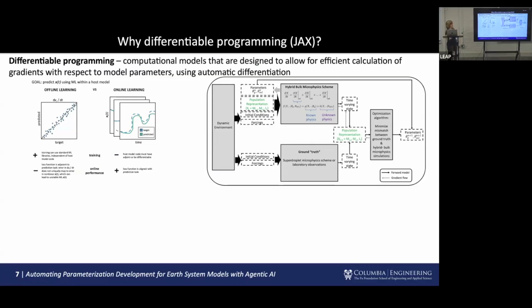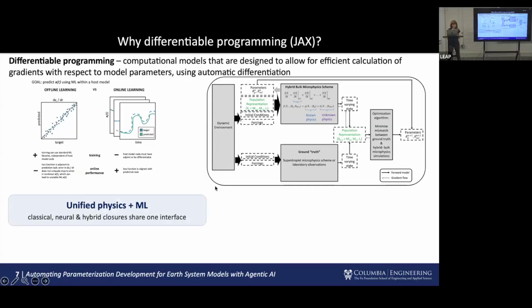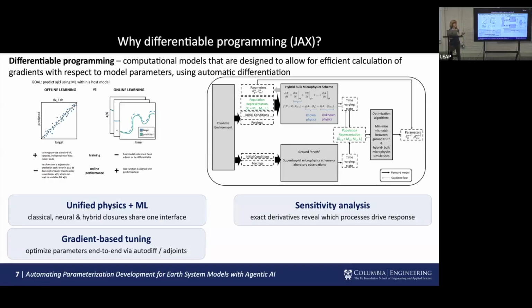In terms of why differentiable programming: differentiable programming is when computational models are designed to allow for the efficient calculation of gradients with respect to model parameters using automatic differentiation. With differentiable programming, we can unify our physics-based models and machine learning, and we can optimize parameters in both the physics-based models as well as the machine learning models. We can use differentiable models with gradient-based tuning. We can optimize parameters end-to-end using auto differentiation and adjoints, which we basically have for free with these models. This enables us to do sensitivity analysis on parameters.